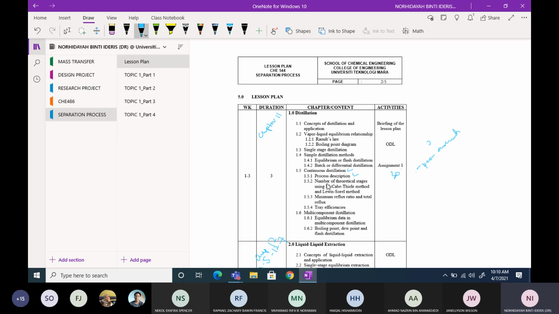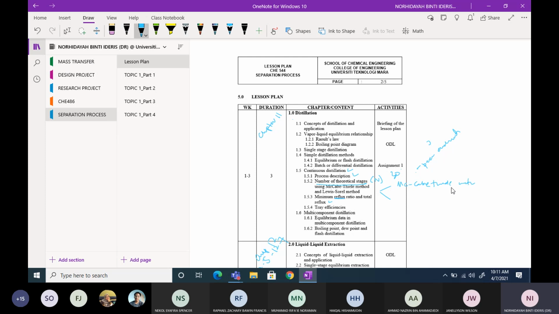And then the most important thing in continuous distillation is that we want to calculate the number of theoretical stages needed, which is the number N. First you need to understand what the reflux is, and the meaning of the minimum reflux ratio and the total reflux ratio. For these two things, the number of stages and the reflux ratio, there are two approaches. For today, we will cover the McCabe-Thiele method.